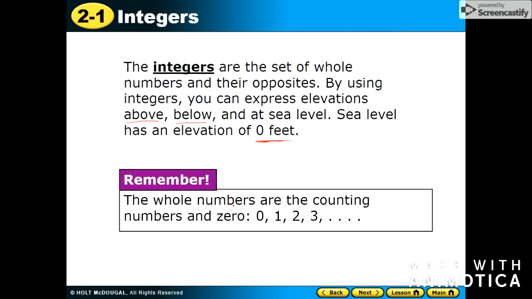So remember, the whole numbers are the counting numbers and 0. So these would be considered whole numbers, 0, 1, 2, 3. Now integers are those and their negatives. So like -1, -2, -3, so on and so forth, and these whole numbers included. Okay, so integers are whole numbers plus their negatives.